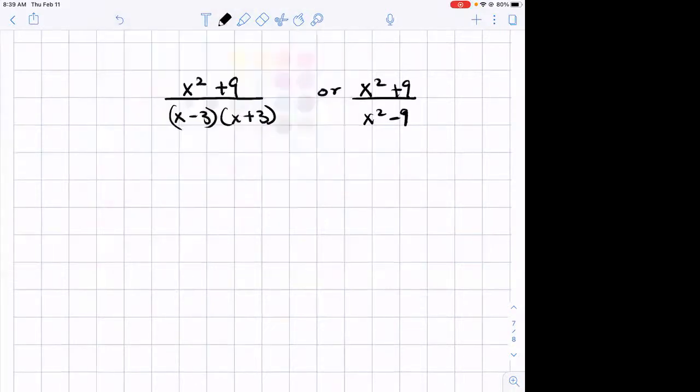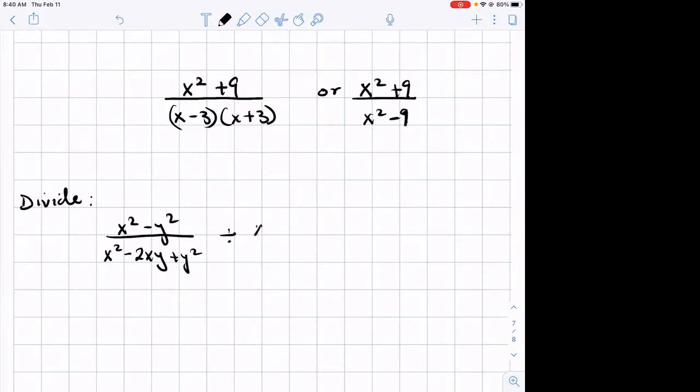Let's look at another example. Divide. If we have x squared minus y squared over x squared minus 2xy plus y squared, and I want to divide that now by x cubed plus y cubed divided by x cubed minus x squared y.